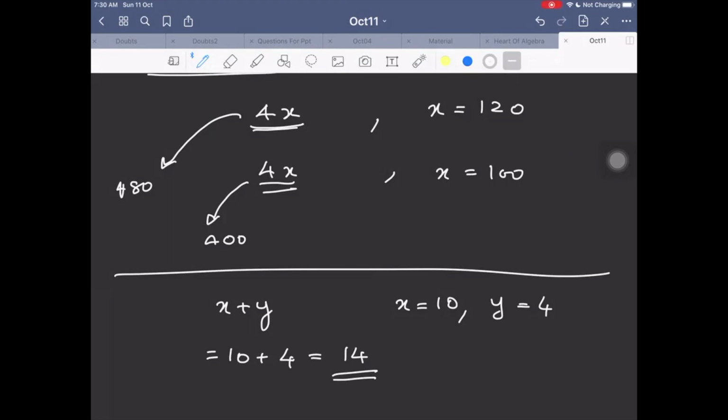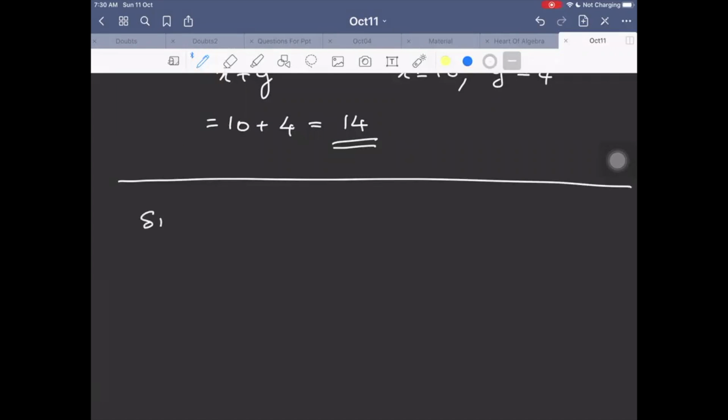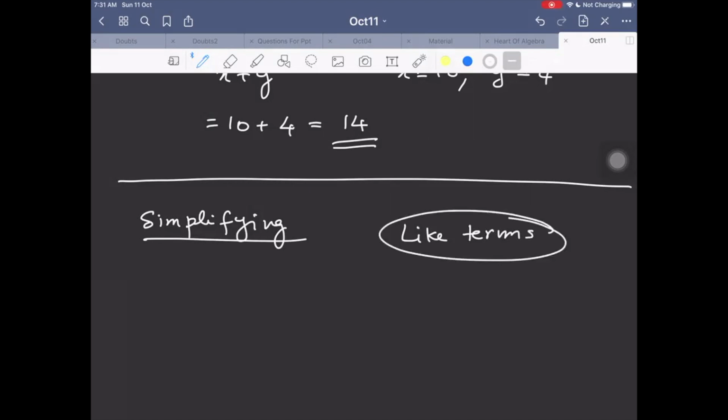Cool. And the next idea is about simplifying expressions. So we talked about expressions, types of expressions. Then we talked about evaluating an expression. Now it's about simplifying expressions. For that, you need to know what are like terms.